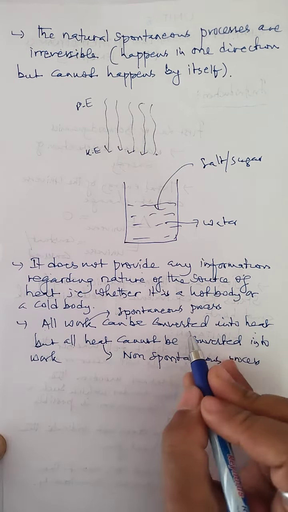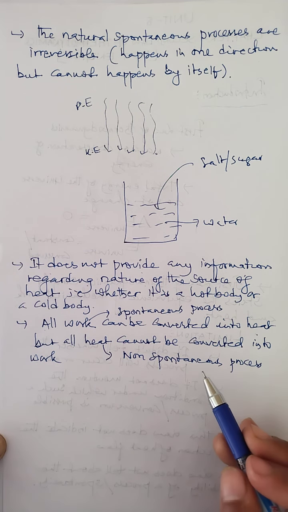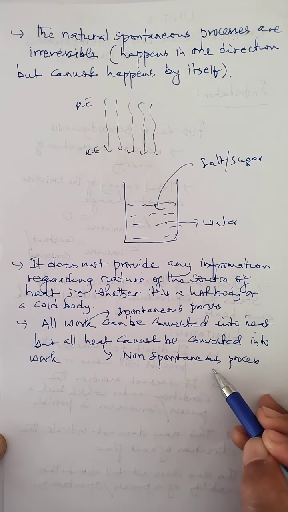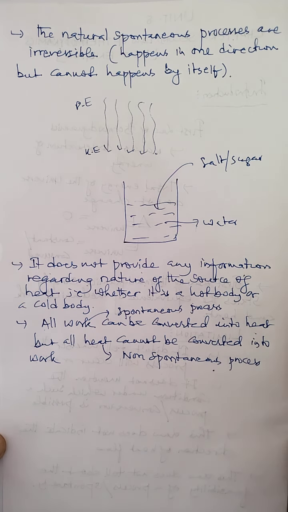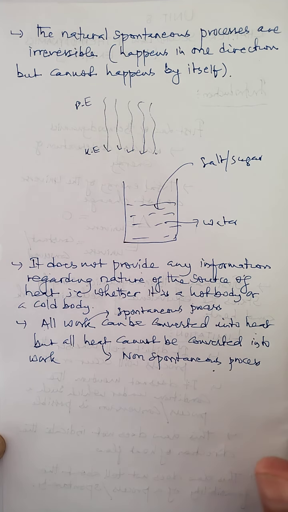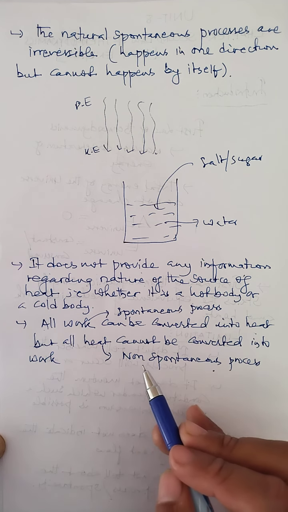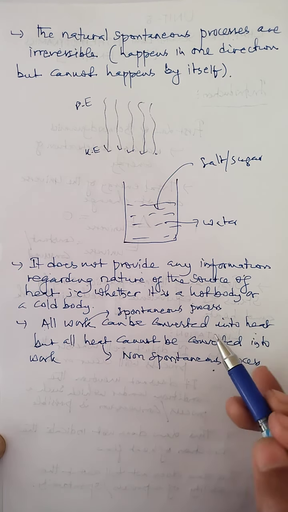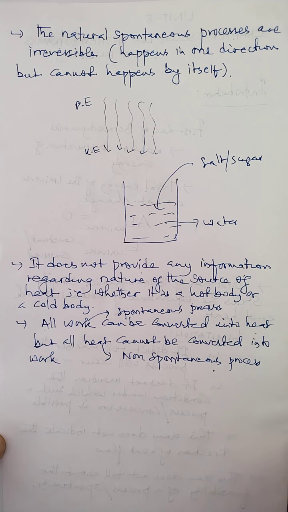Where all work is converted into heat is a spontaneous process. So whether it's a spontaneous or non-spontaneous process that happens in nature, in all these cases energy is conserved, that is true. But whether the spontaneous process occurs was not actually explained by the first law of thermodynamics. That's why we see a number of limitations in the first law, and due to these limitations, the second law of thermodynamics was formed.